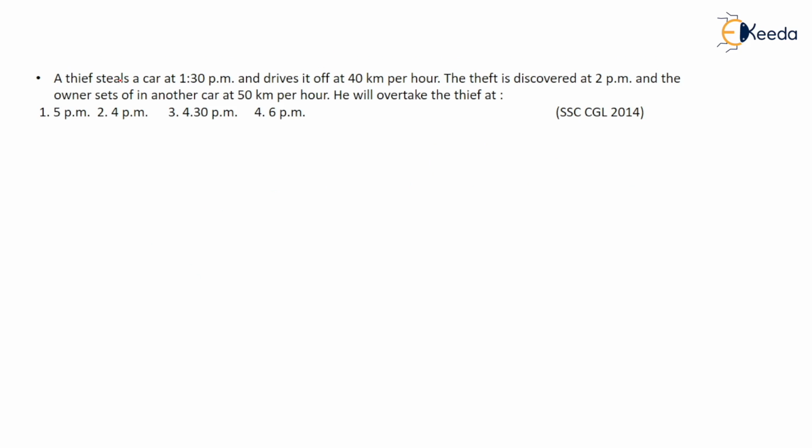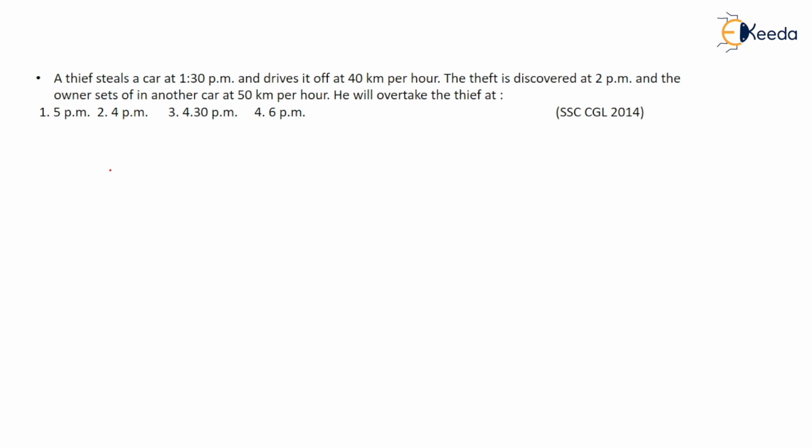Next question. A thief steals a car at 1:30 p.m. and drives it at a speed of 40 km per hour. The theft is discovered at 2 p.m. and the owner sets off in another car at 50 km per hour. He will overtake the thief at what time?